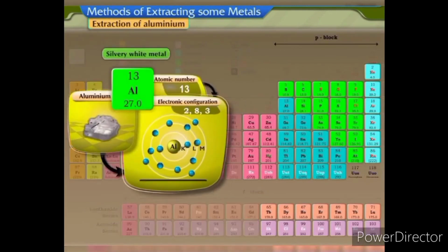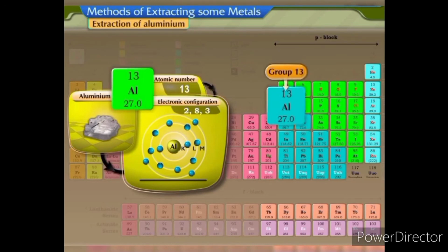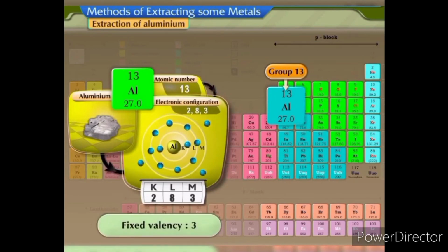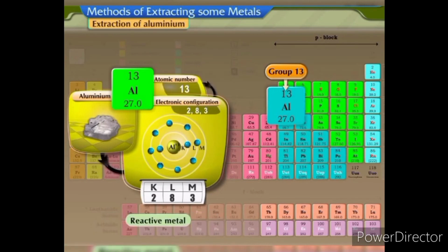Aluminium is a silvery white metal. Its symbol is Al and it belongs to group 13 of the periodic table. Its atomic number is 13 with electronic configuration 2, 8, 3. Aluminium shows a fixed valency of 3 in its compounds. Aluminium is a reactive metal.